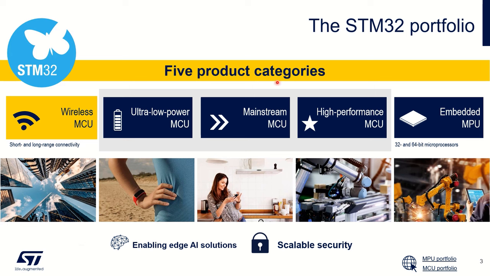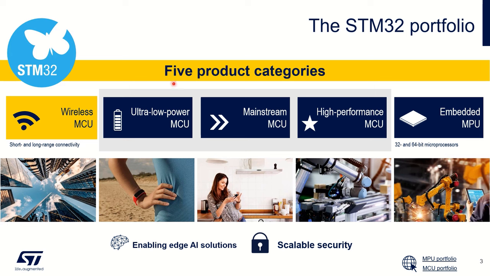If we look at the STM32 portfolio, we have five different pillars that we also call categories. In the middle, you can see the mainstream, which is really general purpose applications. High performance is still a microcontroller, based on Cortex M7, and we are preparing some more high performance for the future. Embedded MPU is an application processor based on Cortex A core, with 32 and 64 bit microprocessors.